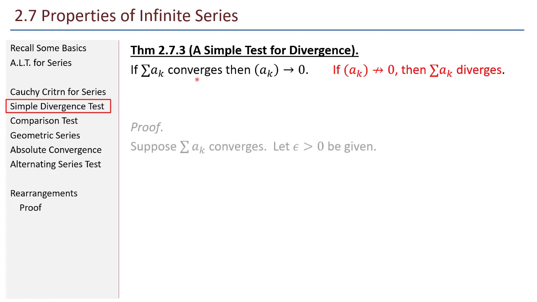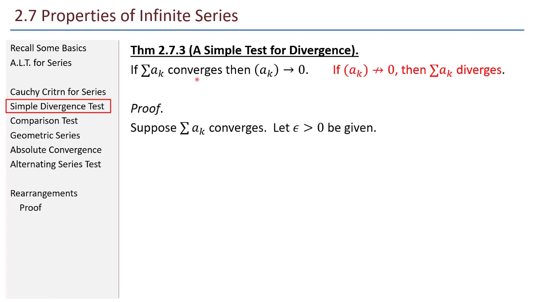All right, so let's see why that's so. It seems reasonable, but here's a little proof. Suppose that my series converges. All right, now what am I trying to do? I'm trying to show that the sequence of terms converges to 0. Let epsilon greater than 0 be given.